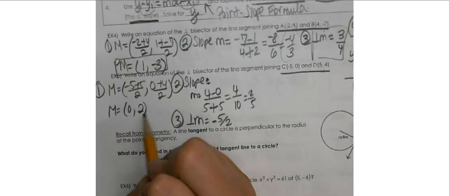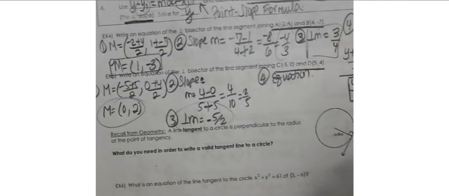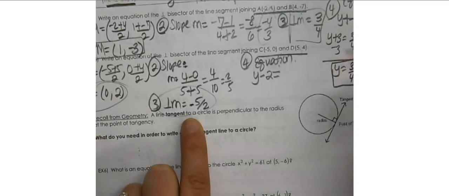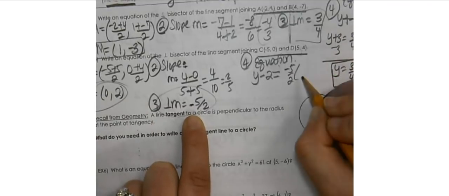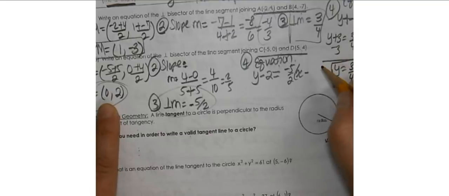We're going to use our midpoint and our slope in order to write our equation. So that's step number 4, our equation. So I'm going to go y minus y1, which is 2, is equal to my slope, which is negative 5/2, times x minus x1, which is 0. Anything minus 0 is just itself. So I have y minus 2 is equal to negative 5/2 x. I'm going to add 2 to both sides, and I find that my equation is y equals negative 5/2 x plus 2. And that is my answer.